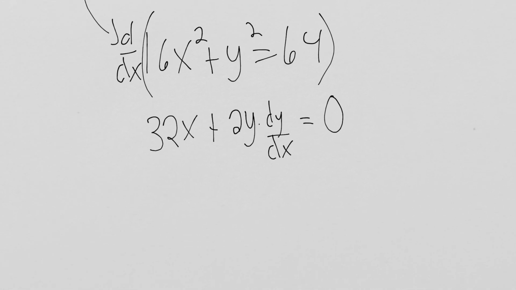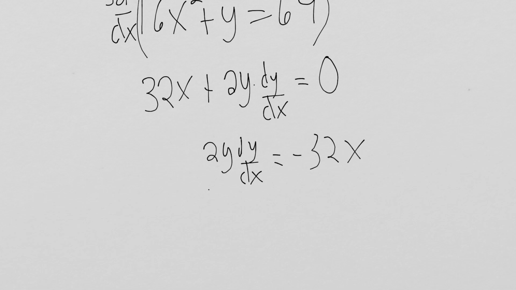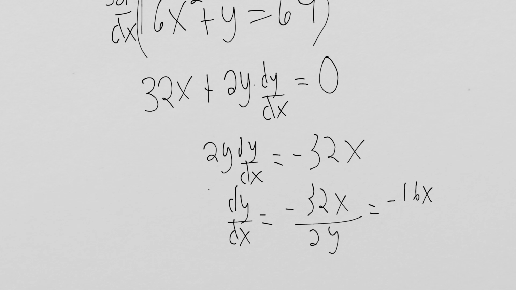So now we're going to subtract our 32x to the other side. We get 2y dy dx equals negative 32x. And now we just need to divide by 2y. So we get dy dx equals negative 32x divided by 2y, which simplifies to negative 16x over y.